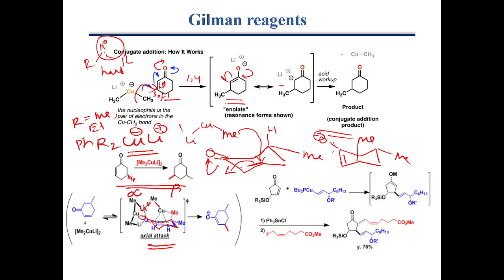After tautomerization, it will form the ketone. Now if we see the orientation of these two methyl groups, this is in equatorial and this is in axial. So this is in alpha position and this is in beta position. So that's why you are getting the beta attack product.